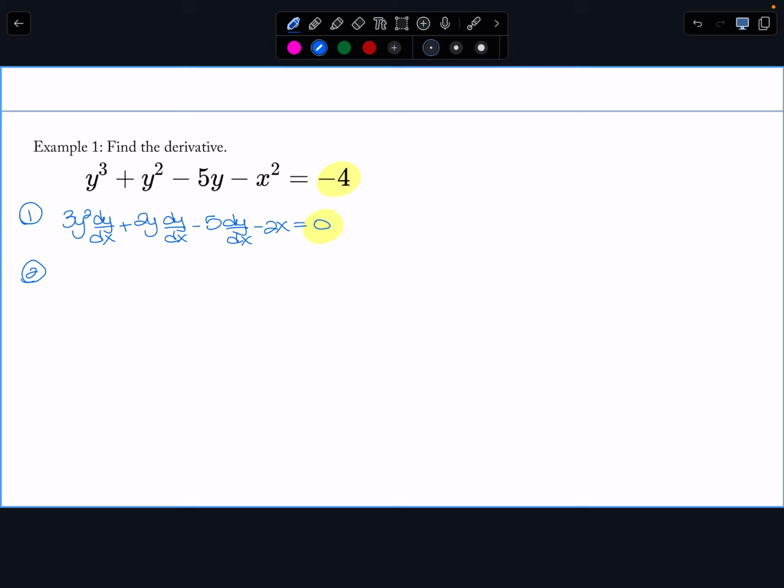Step 2 is, I know that it doesn't make any difference which direction I move things if I want to isolate dy dx. College Board is very specific. They want you to move everything that does not have dy dx to the right side of the equation, which means that I have to add 2x to both sides.